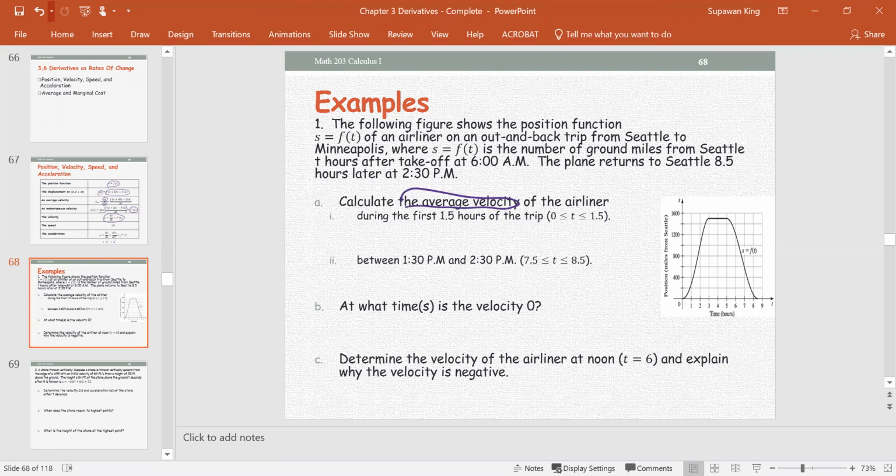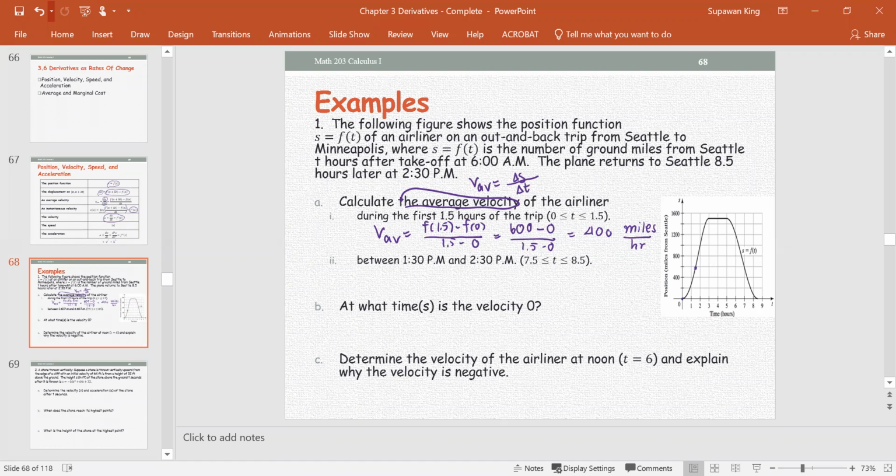The average velocity is the rate of change of the position over the change of the time. In part 1, during the first 1.5 hours of the trip, or t between 0 and 1.5, the average velocity is the change in position at 1.5 and at 0 divided by the change of the time, which is 1.5 minus 0. From the graph, at 1.5 the function value is about 600. 600 minus the function at 0, which is 0, divided by 1.5 minus 0 gives us 400. The unit is the unit of the position, miles, divided by the unit of the time, hours, or 400 miles per hour.